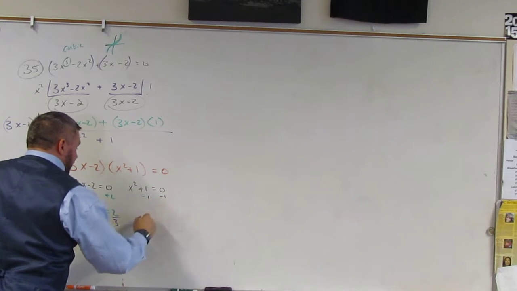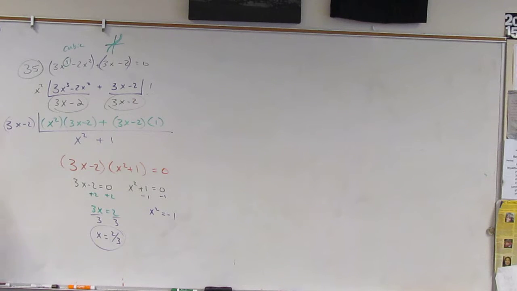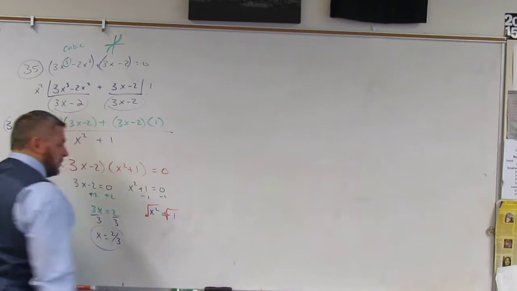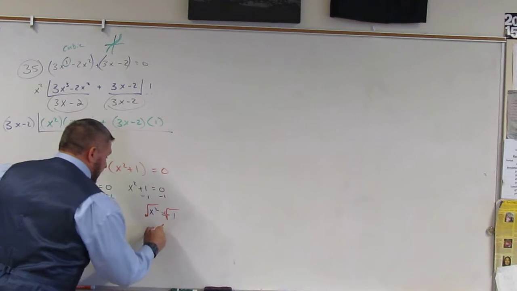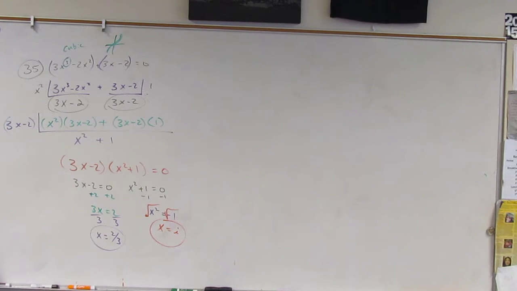Minus 1, minus 1. X squared equals minus 1. Take the square root. I can't take a square root of a negative, not and get a real number, right? I can get the imaginary. X equals i, but that's not a real number. So we're looking for real numbers. So you get x equals 2/3.